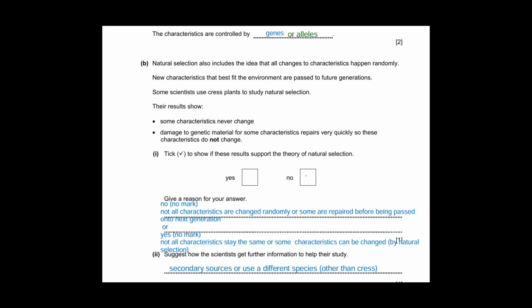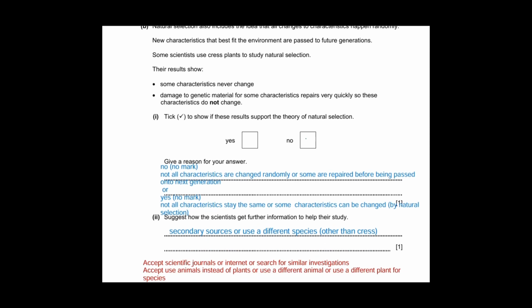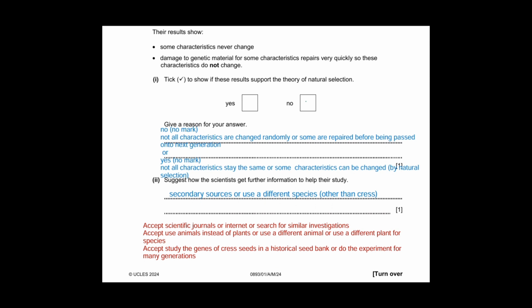So scientists use CRISPR plants to do their findings, and they say some characteristics never change. Yes or no? We're coming back there. Damage to genetic material for some characteristics repairs very quickly, so the characteristics do not change. Is it true? It can be a yes, it can be a no. It depends on the answers you give. It will be a no.